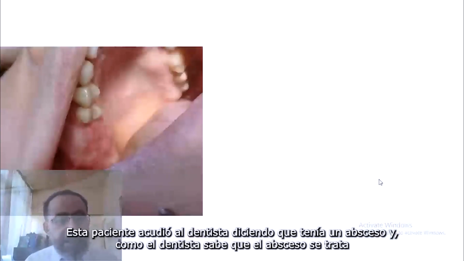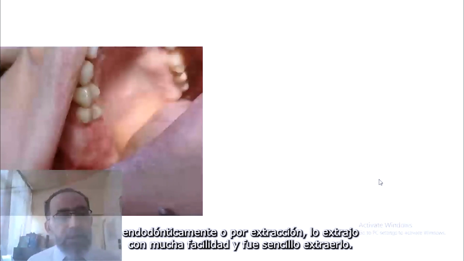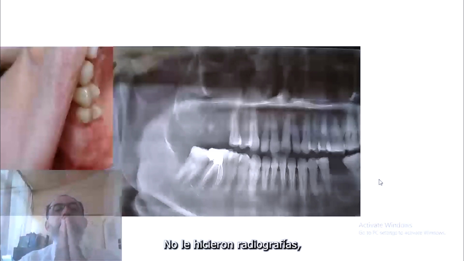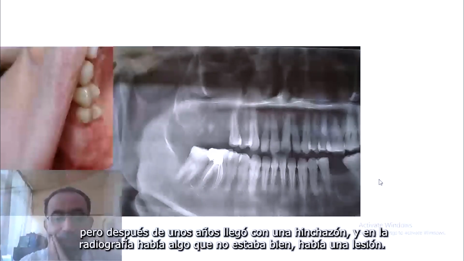This lady came to her dentist saying, I have an abscess, and because the dentist knows that an abscess is either treated endodontically or by extraction, he extracted very easily, and it was nice to be extracted. There were no radiographs. But after a few years, she came with a swelling, and on the radiograph there was something not nice.